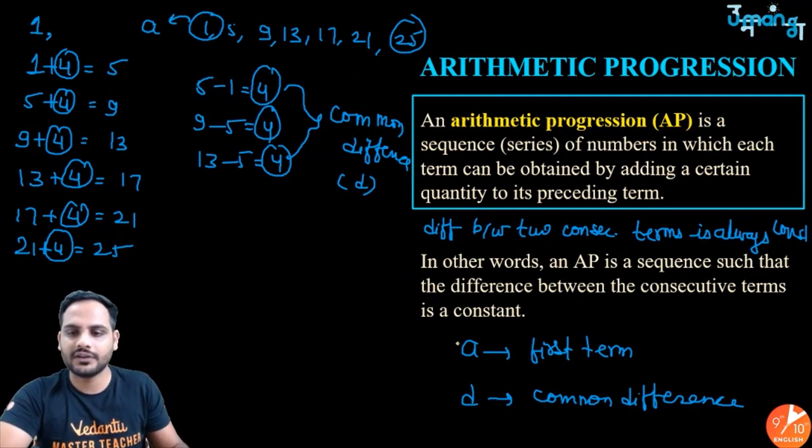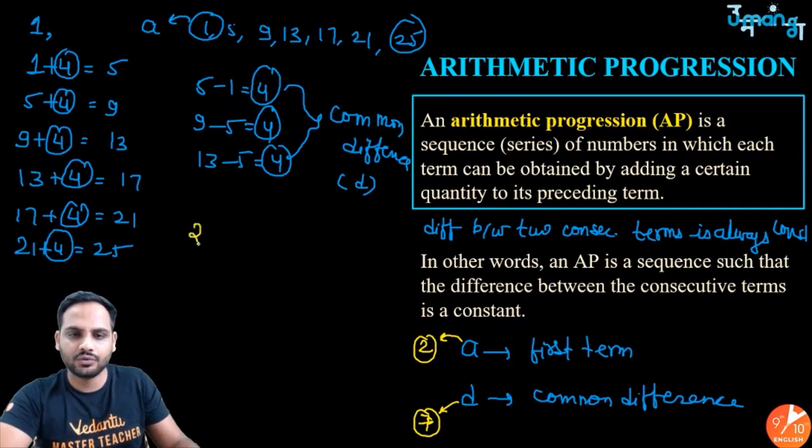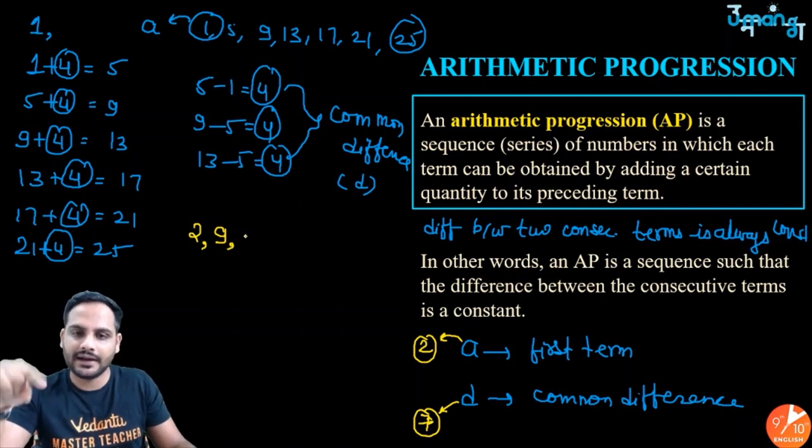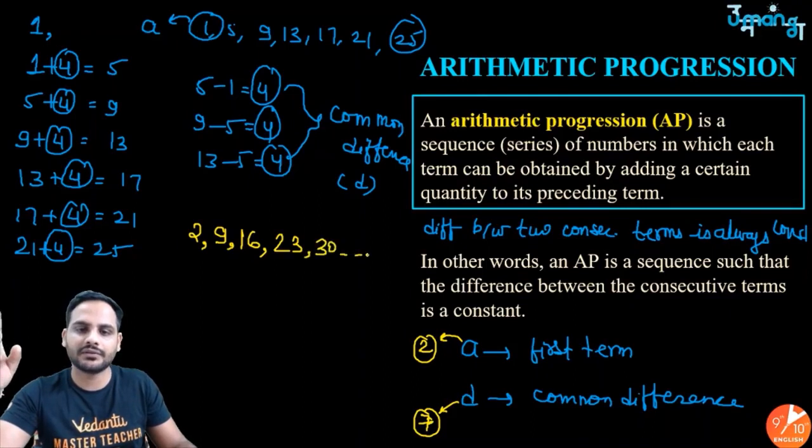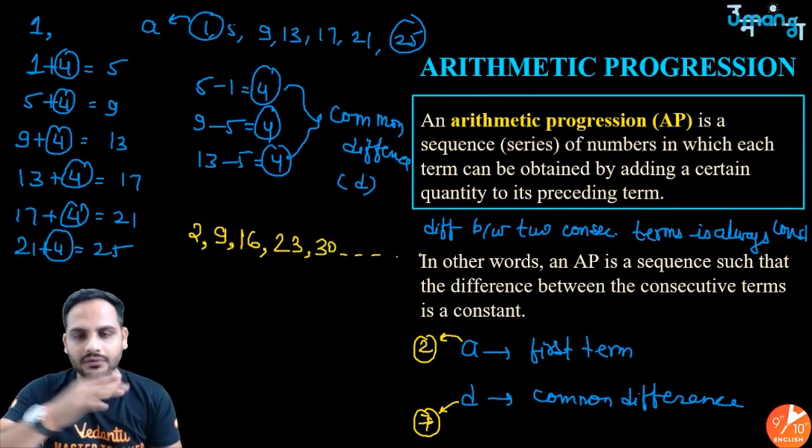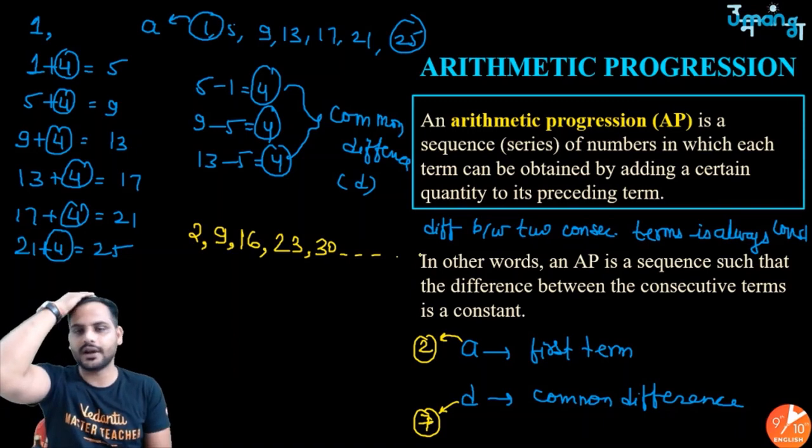For example, suppose I choose the first term as 2 and the common difference as 7. So my AP will be 2, 2 plus 7 is 9, 9 plus 7 is 16, 16 plus 7 is 23, 23 plus 7 is 30, and this way it will keep going. I keep adding 7 in every term. Got it? So this is how you write the terms.